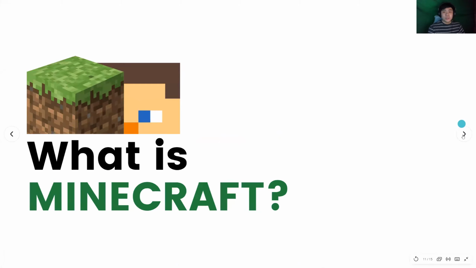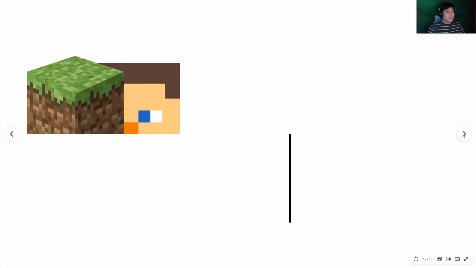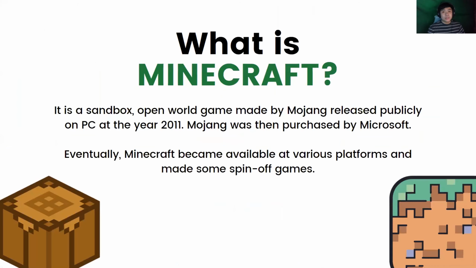What is Minecraft? If you don't know Minecraft, let me explain. Minecraft is a sandbox open world game made by Mojang that was released way back in 2011. So it's not a new game, it's not a new technology. Mojang was then purchased by Microsoft. With the possibilities of it, Microsoft saw it and eventually bought Mojang. So Minecraft became available on various platforms. Because it's a game, it became available on PlayStation, Xbox, and many more.